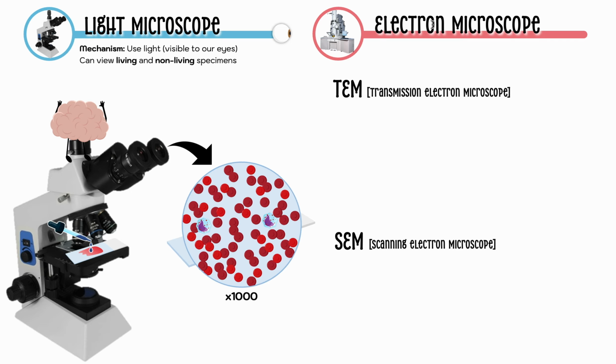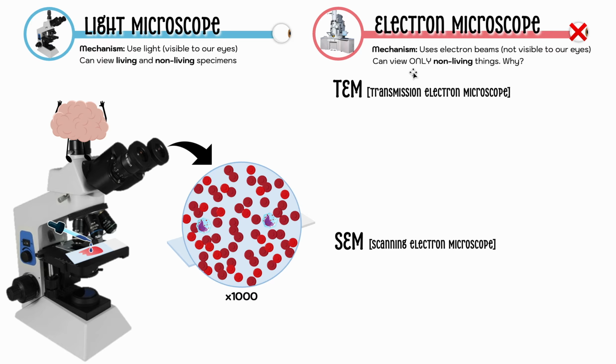Now, here we go. We're going to learn about two kinds of electron microscopes: TEM, transmission electron microscope, and SEM, scanning electron microscope. And there's some subtle differences between these two guys. Now, firstly, I want to mention that electron beams are not visible to our eyes. And because of that, electron microscopes work a little bit different than light microscopes on a fundamental level, because our eyes cannot see those beams.